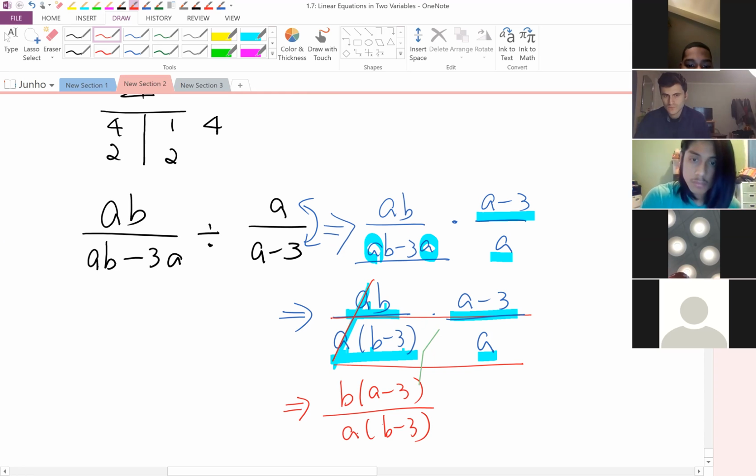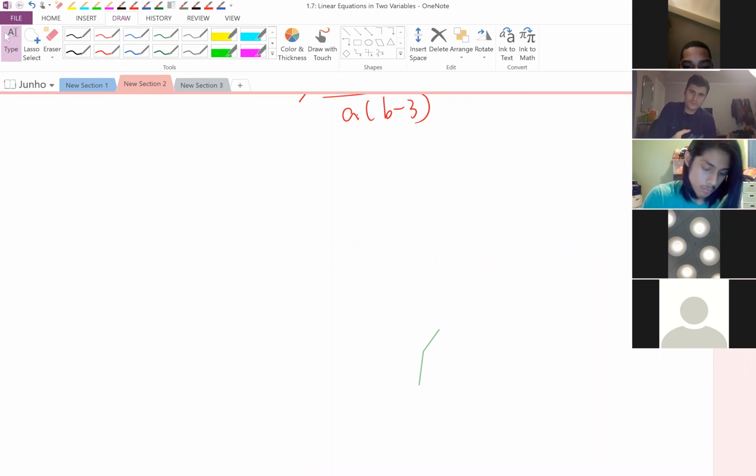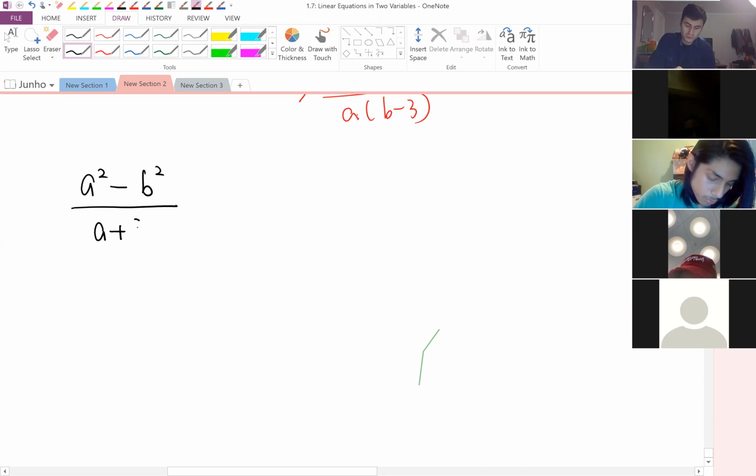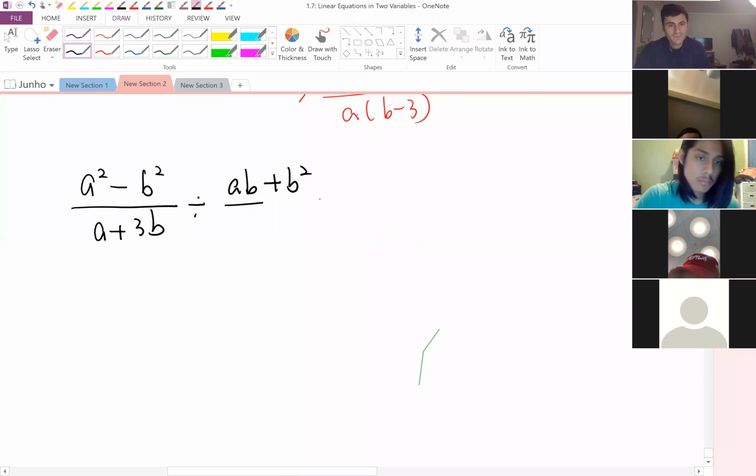Okay. So now, just one more question. A squared minus B squared over A plus 3B, divided by AB plus B squared over 2A plus 6B. Okay.